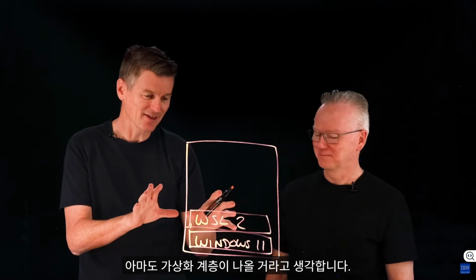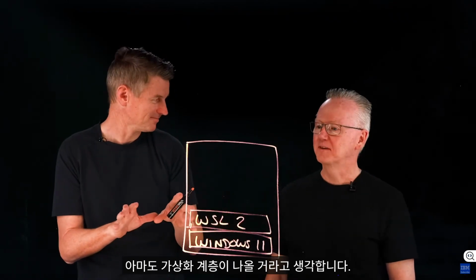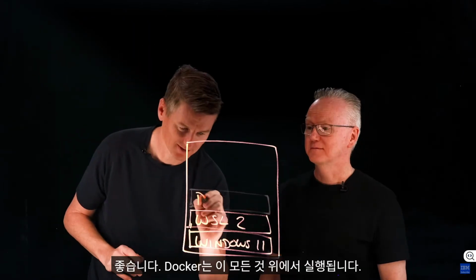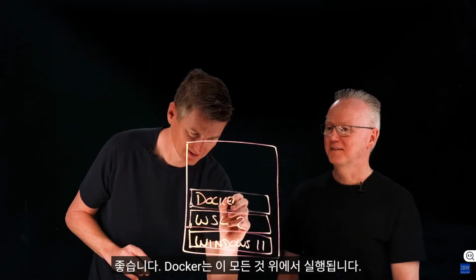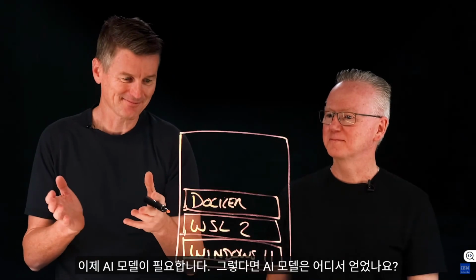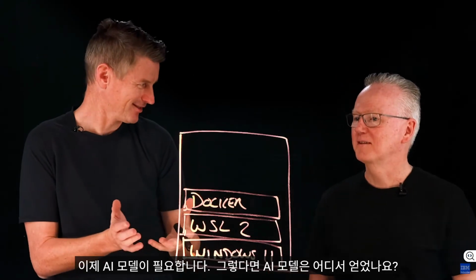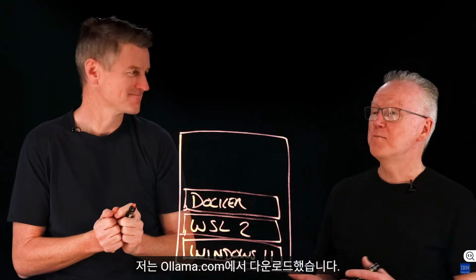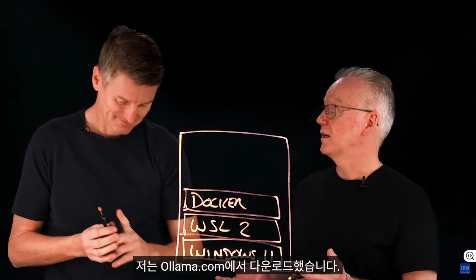I'm going to think that there's probably a virtualization layer coming. Yes, there definitely is, and that is Docker. Okay, Docker is running on top of all of this. Now, we need some AI models. So where did you get your AI models from? I pulled them down from ollama.com.